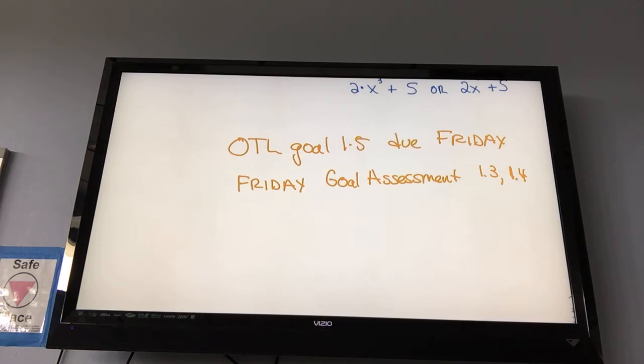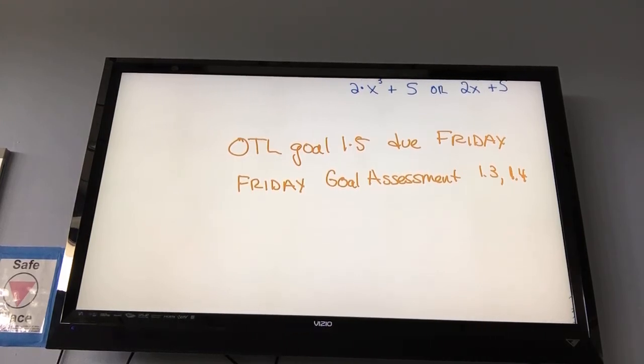A couple things about studying and preparing for assessments. Somebody tell me something they do to prepare for a math assessment. Kennedy. Like redo your OTLs, like erase them and keep doing them over and over. Okay, that was a great one. And if nobody mentioned it, I would have said that one.